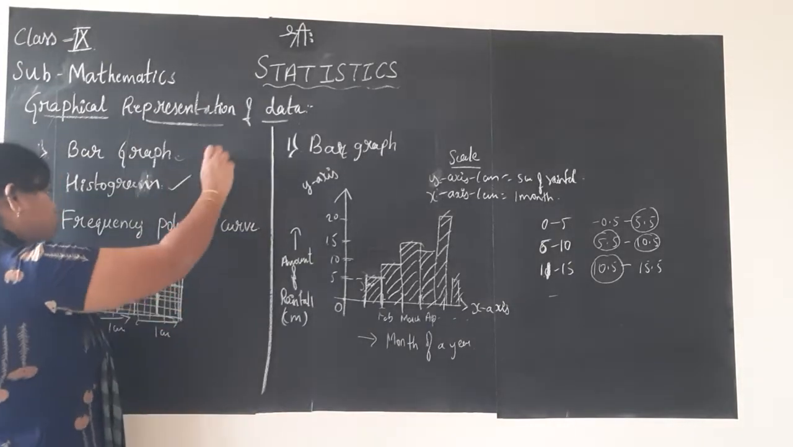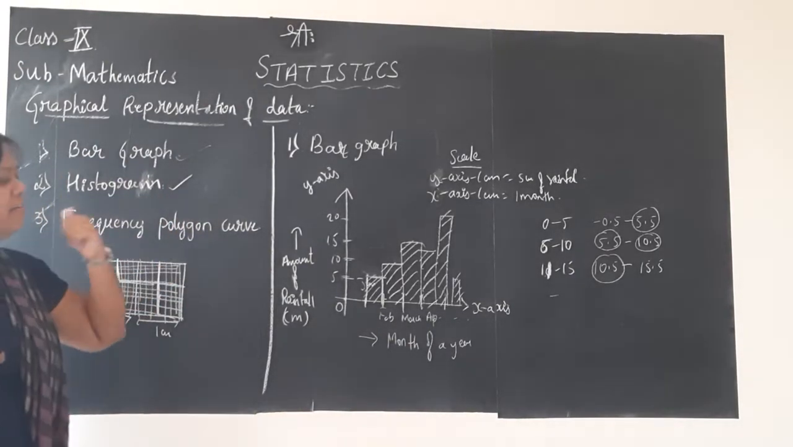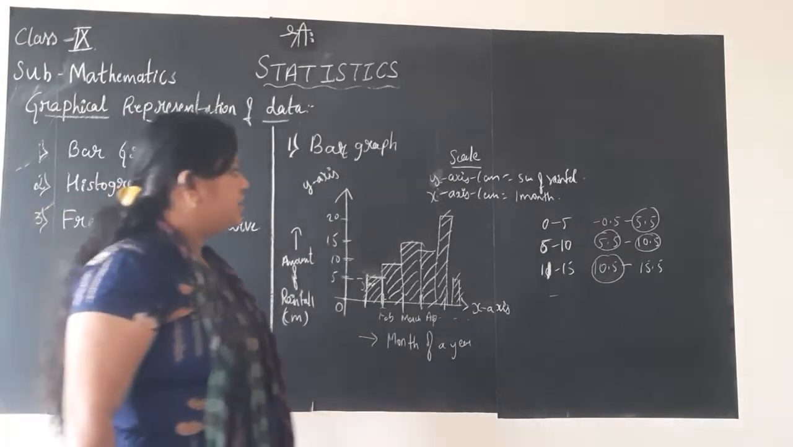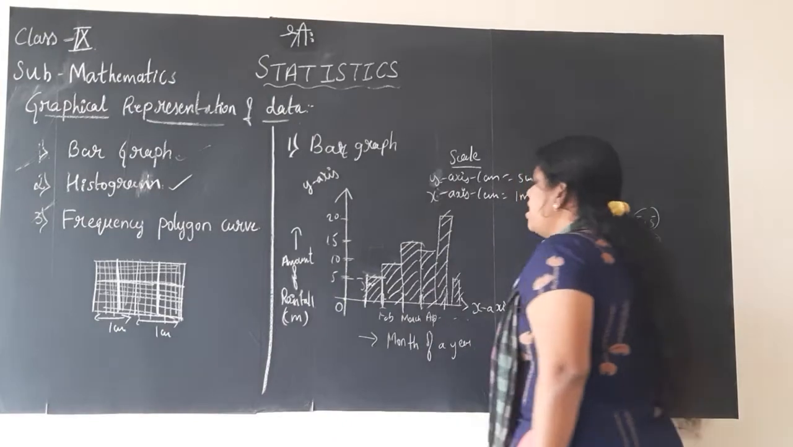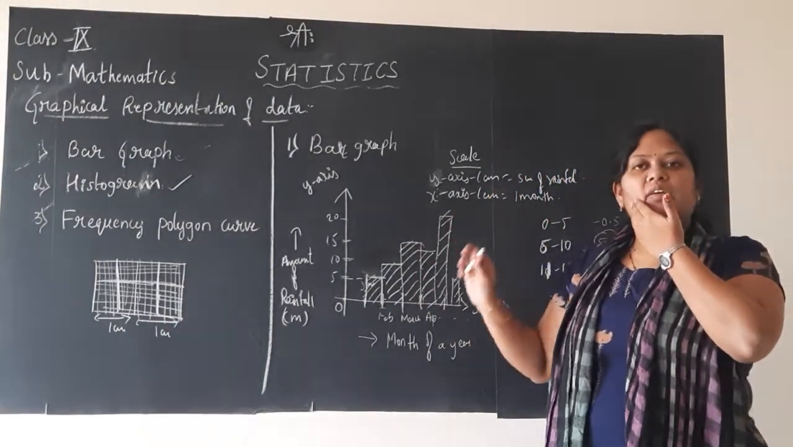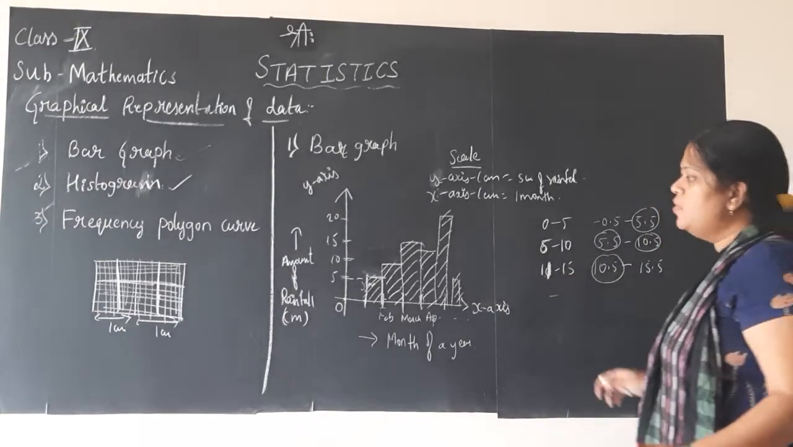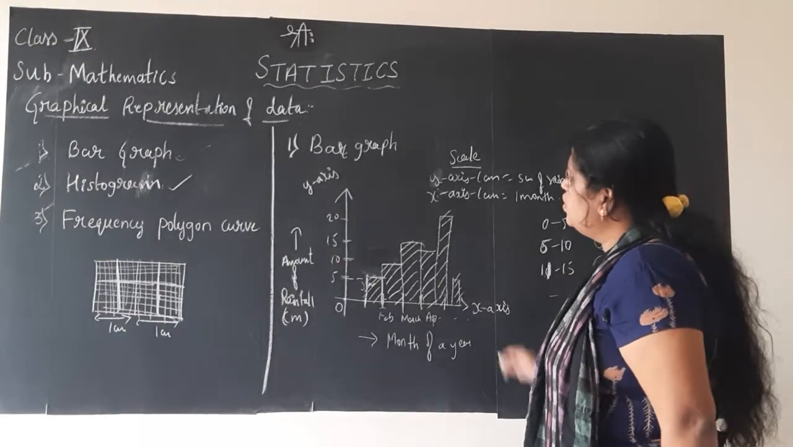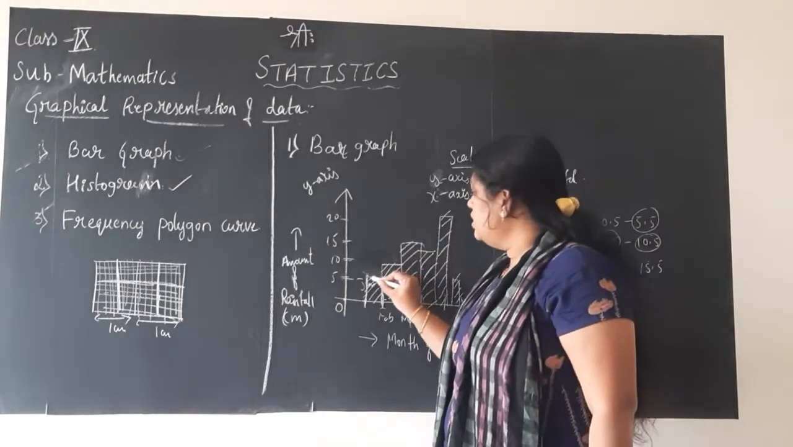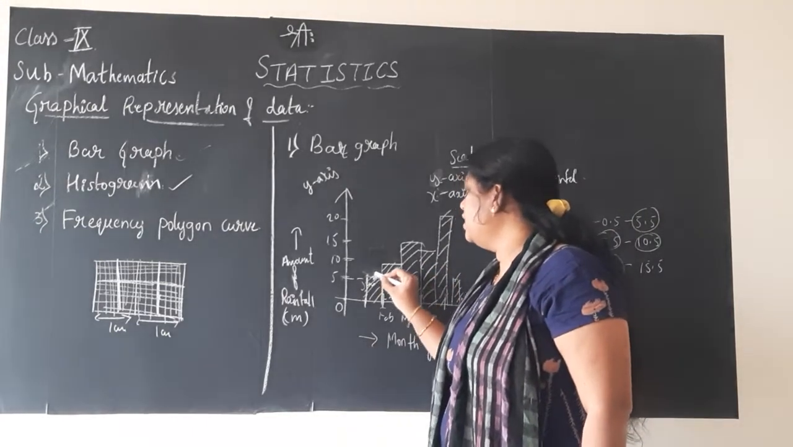That is about histogram. Next, a frequency polygon curve. Here we have written bars, but where is the curve present? You may be wondering. It is very simple. If they ask you to plot the frequency polygon curve for the given data, what you will do is draw the histogram, and for these bars, children, you will mark the midpoint in the graph.